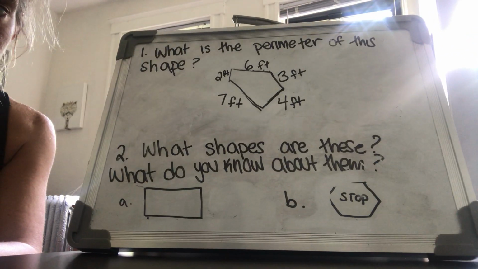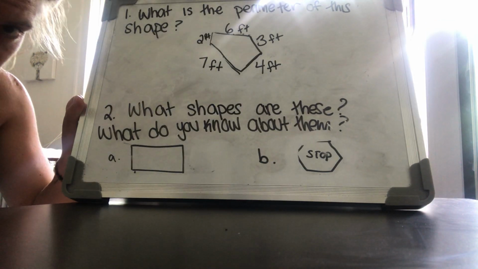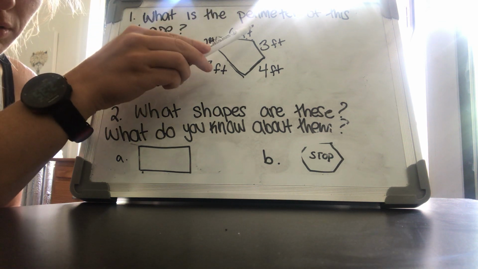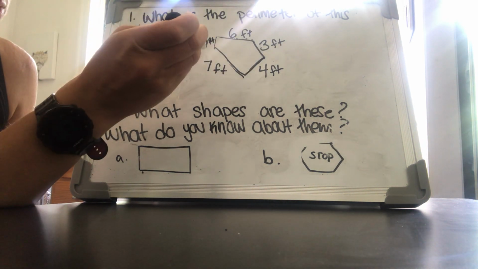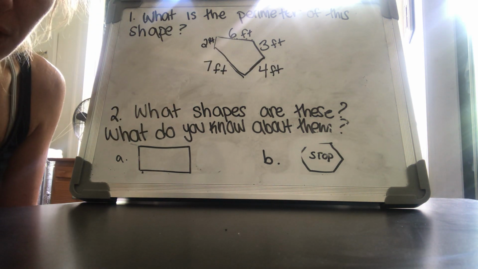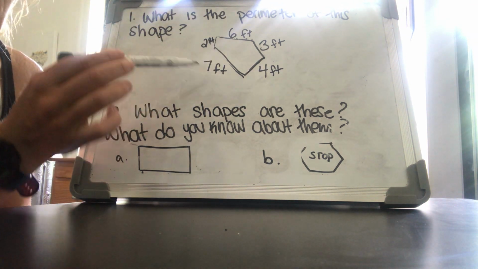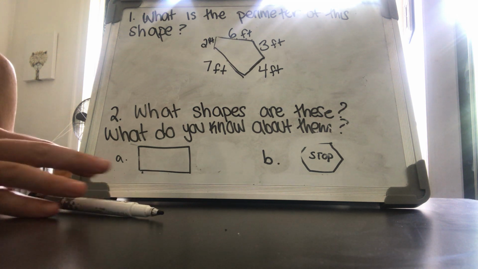This first question, let's see if I can set this up. Yep. This first question asks, what is the perimeter of this shape? And then it's labeled 2 feet, 6 feet, 3 feet, 4 feet, and 7 feet. Your job is to figure out the perimeter, which means how long around this shape is. Take a second, you can begin to solve.